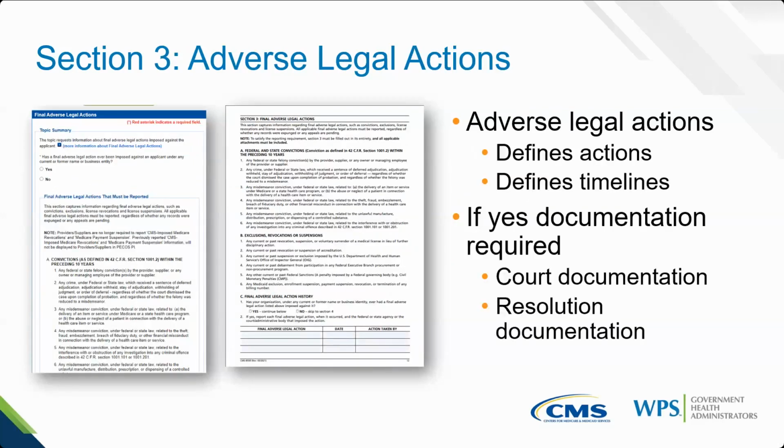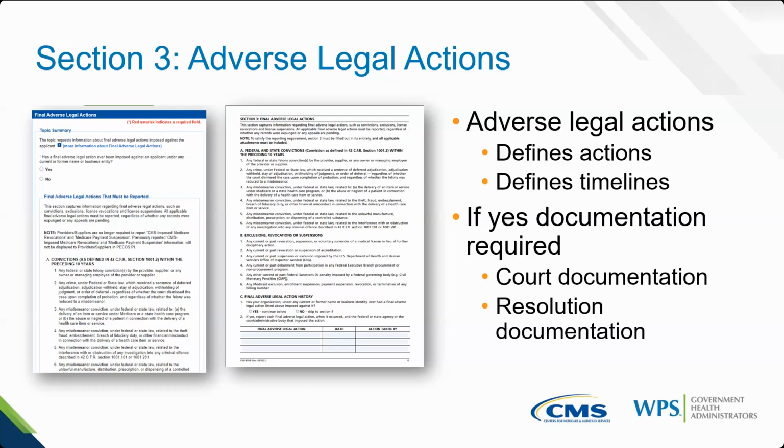Next, we have section 3, and this is for adverse legal actions for the supplier itself. This is for whatever legal name you're listing in section 2A at the beginning when we're getting your business information. So we need to know if there's any adverse legal actions, and if you answer yes, we do need to have the action defined, the timeline of that action, any resolutions, and we're going to need documentation, and this would need to be court documentation, not a statement from the provider, not a statement from their attorney or lawyer. It does need to be official court documentation.